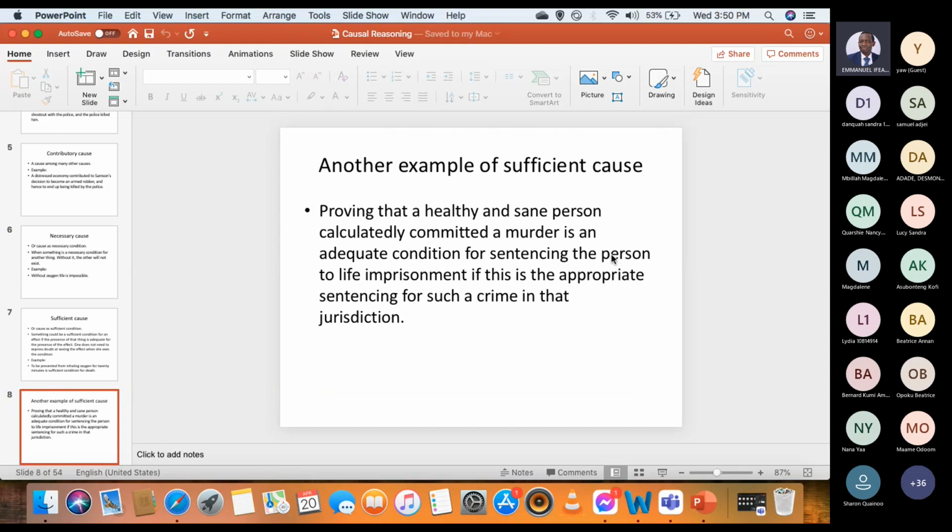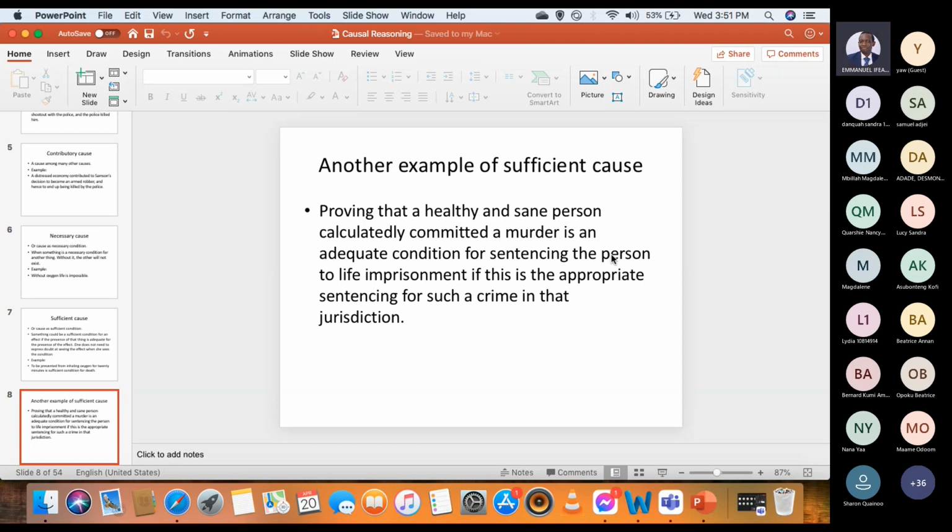Another example of sufficient cause: proving that a healthy and sane person calculatedly committed a murder is an adequate condition for sentencing the person to life imprisonment, if this is the appropriate sentencing for such a crime in that jurisdiction. So once you are able to prove that someone committed murder in a healthy state of mind, with full intention, and the person does not have a psychiatric problem, that is sufficient for sentencing the person to the punishment for homicide.